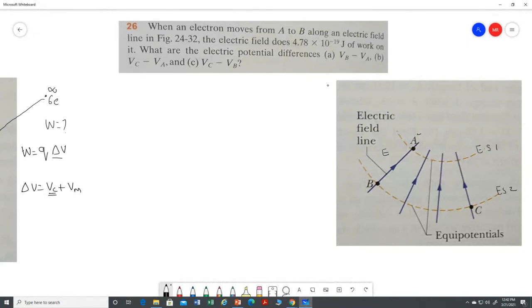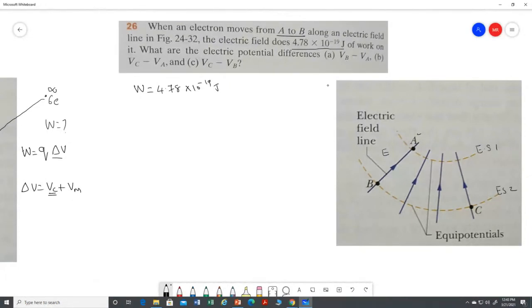My dear, listen carefully. When an electron moves from point A to B, that means the electron is moving from point A to B. And by that time, how much work did you do? 4.78. So the work done by moving the electron from point A to B is equal to 4.78 multiplied by 10 to the power of minus 19 joules. And now you have to find the potential from B to A. That means A to B or B to A, both are the same. So you are going to move the electron from A to B.